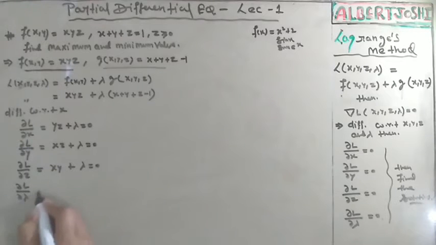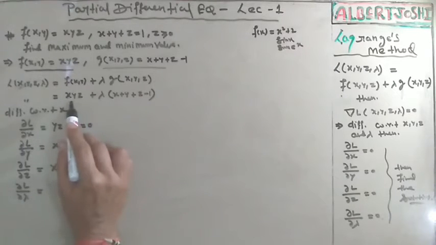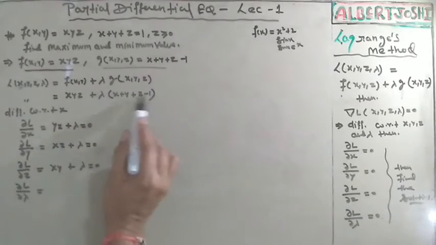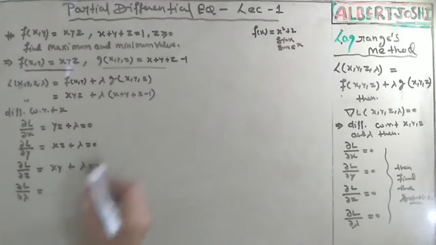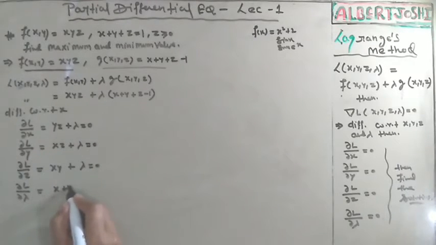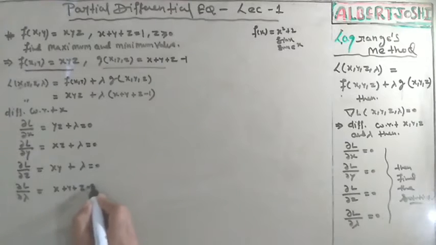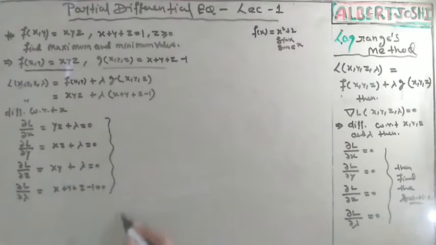Differentiate with respect to lambda, this is 0, then the whole thing is treated as constant. So x plus y plus z minus 1 is equal to 0. Okay. Now you have 4 equations. These 4 equations you have to solve.